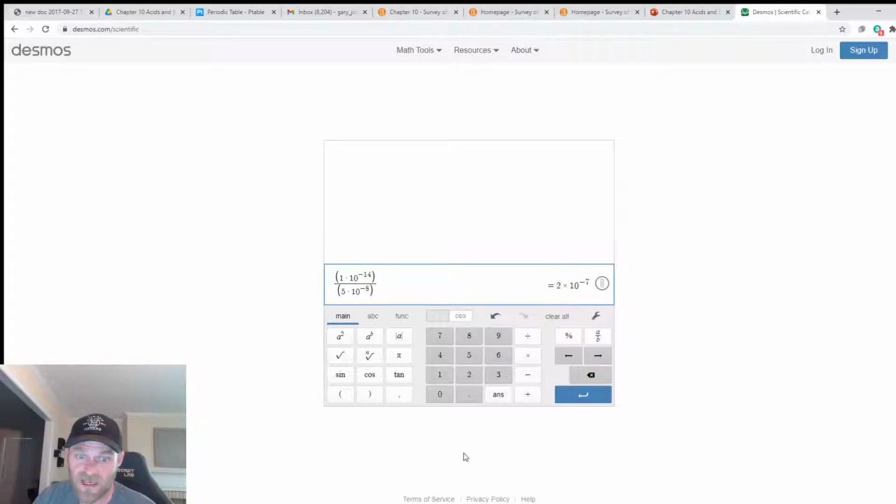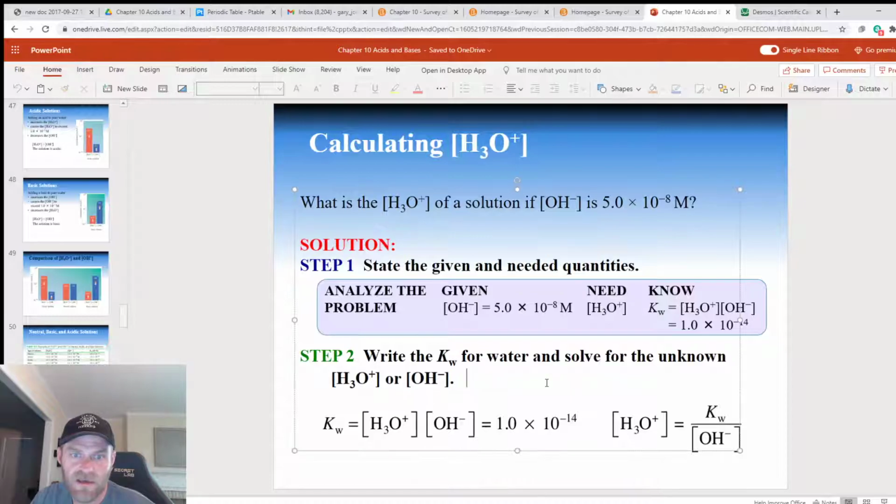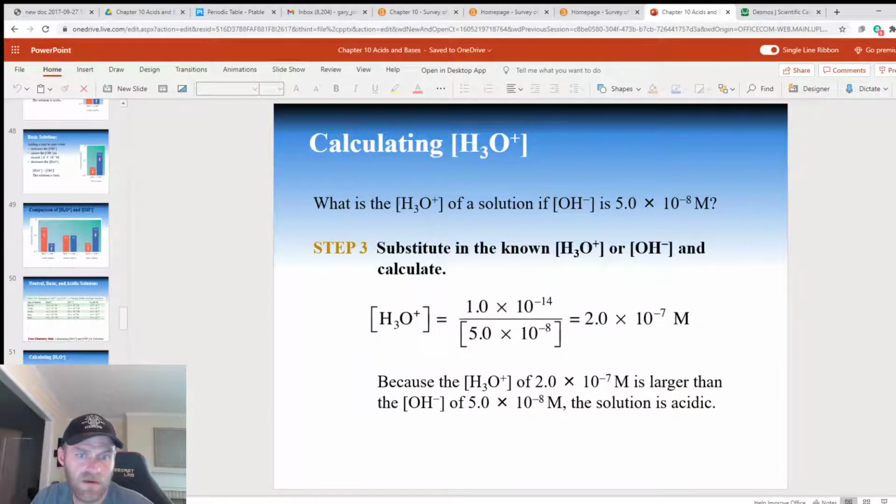The answer is on the right side here, 2 times 10 to the negative 7. I'll write that here, 2 times 10 to the negative 7. So these problems are not that hard. Just remember Kw is 1 times 10 to the negative 14, and then they'll give you either a hydroxide or hydronium concentration, and then you can calculate which is which.